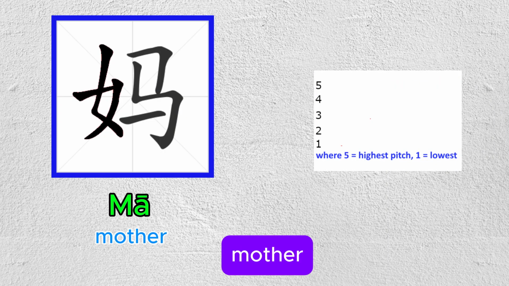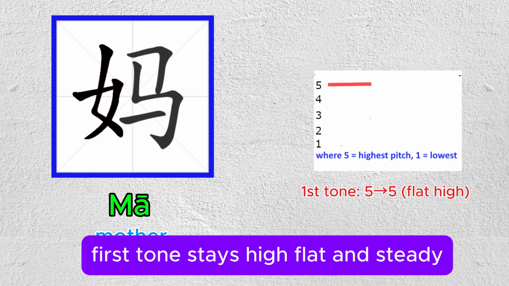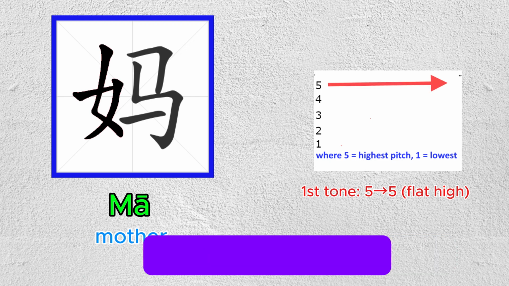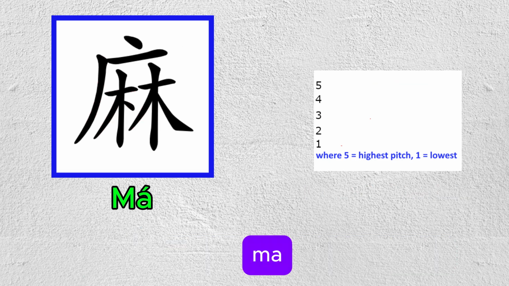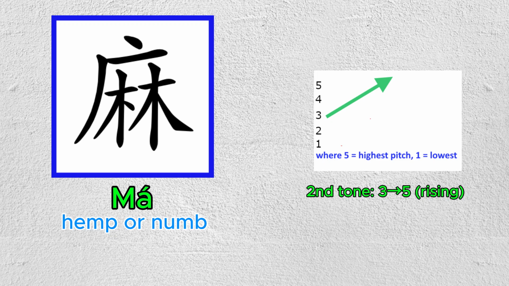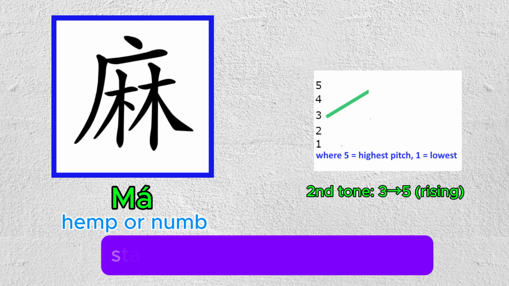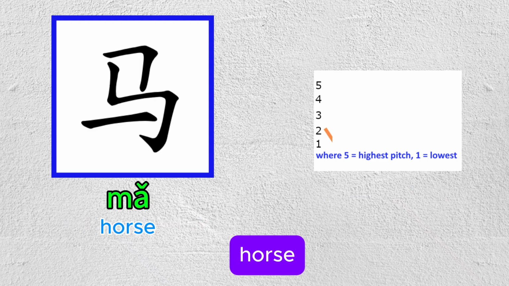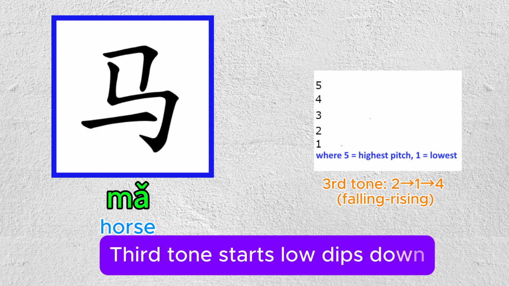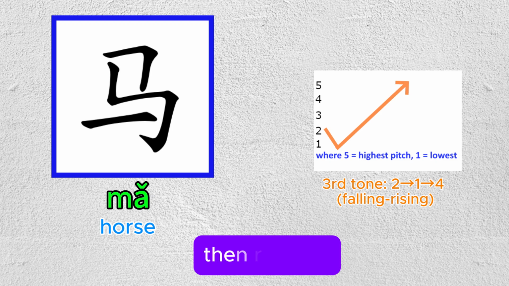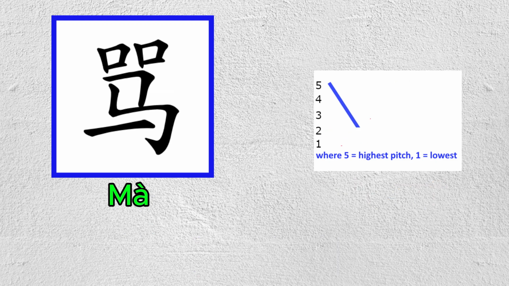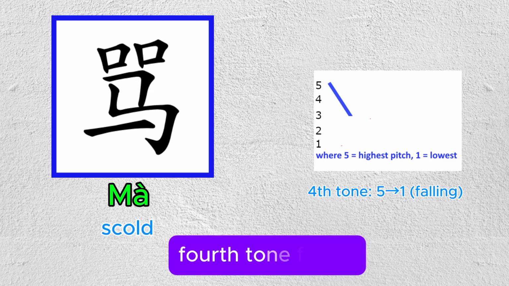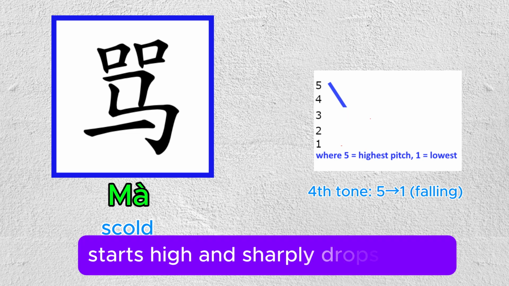ma, Mother. First tone stays high, flat, and steady, like singing a high note. ma, Hemp or numb. Second tone rising, starts medium and rises to high. ma, Horse. Third tone starts low, dips down, then rises up. ma, Scold. Fourth tone falling, starts high and sharply drops to low.